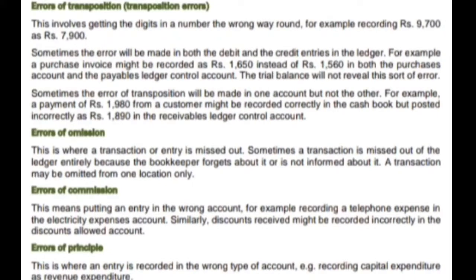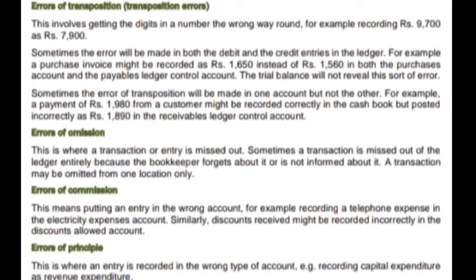Then error of omission. In English, omit means to escape or to miss out something. So error of omission means that the accountant has missed out an entry. For example, if the accountant is doing the entries sequence-wise, he has done entry number 1, he has done entry number 2, and suddenly he skipped entry number 3 and jumped to entry number 4. So this is called error of omission.